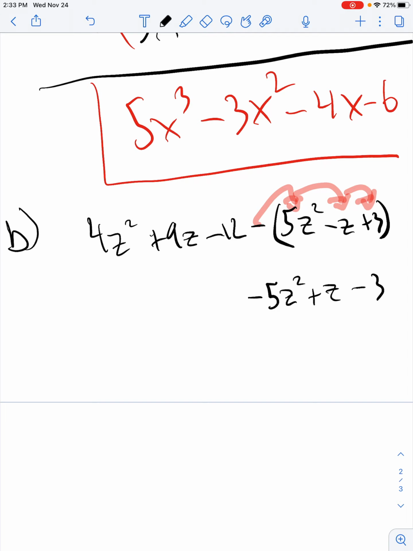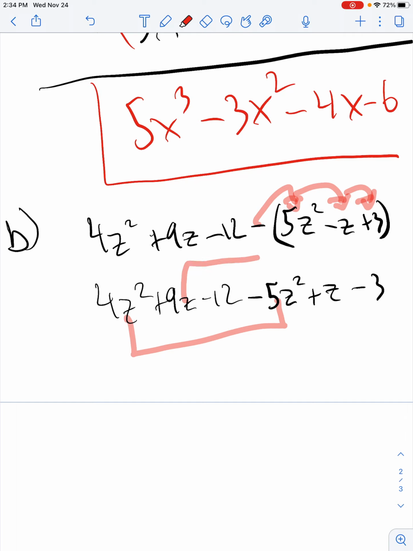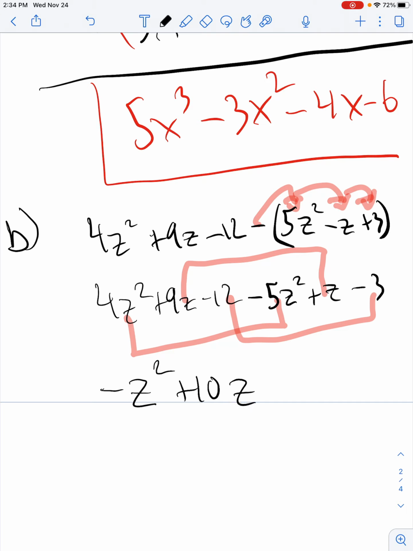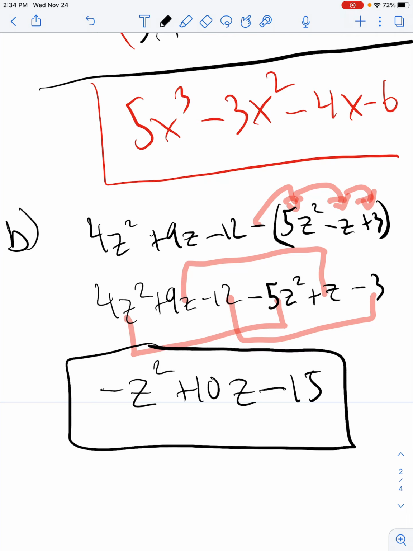And then when I combine like terms, I'm just rewriting over here. I see I've got like terms here, I have like terms here, and then I have 2 constants that I can combine. So that's going to give me negative z squared plus 10z, and negative 12 minus 3 is negative 15.